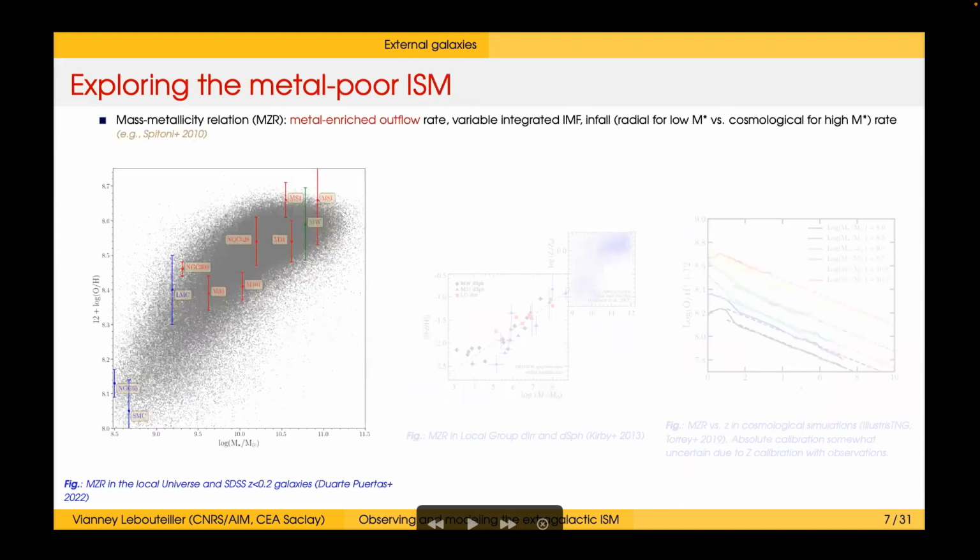The interesting thing about nearby galaxies is probably the fact that you can access low metallicity sources. So here is the metallicity versus the stellar mass for thousands of SDSS galaxies with redshift less than 0.2. And you have several other sources in the local group: the Milky Way in green here, and local group galaxies in red and blue. This is the LMC and SMC here.